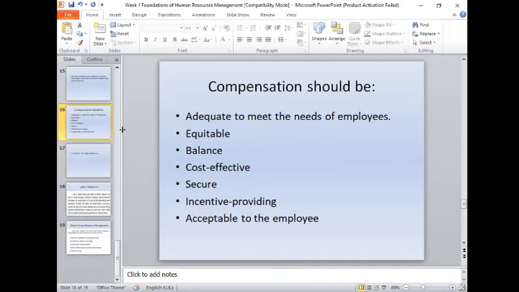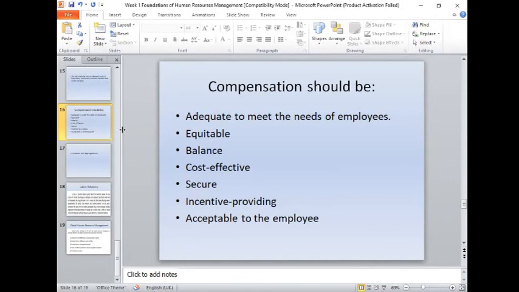from the word equitable, it should be proportionate. Proportionate in terms of the qualifications of the employee because we have our salary structure based on ranking. Balanced, of course, cost effective, and the compensation must be secure or it should be confidential. It should not be discussed with other employees to avoid comparison. Incentive providing, and acceptable to the employee.